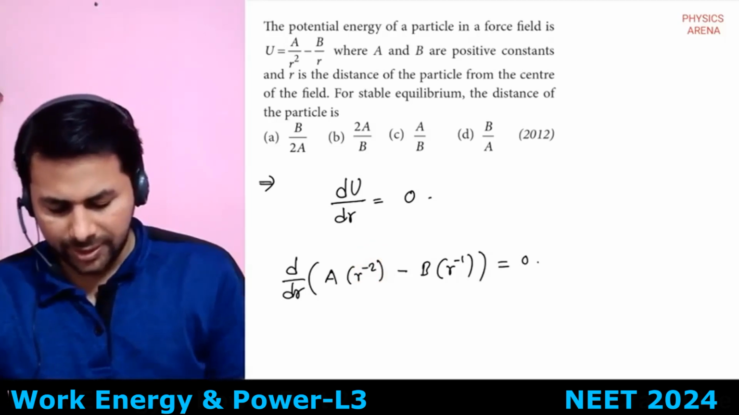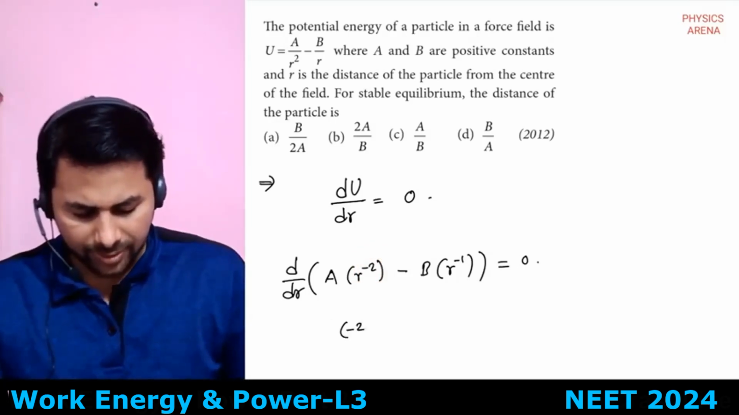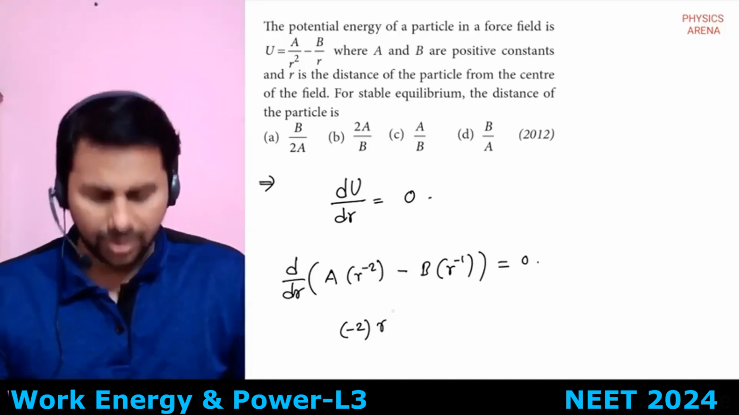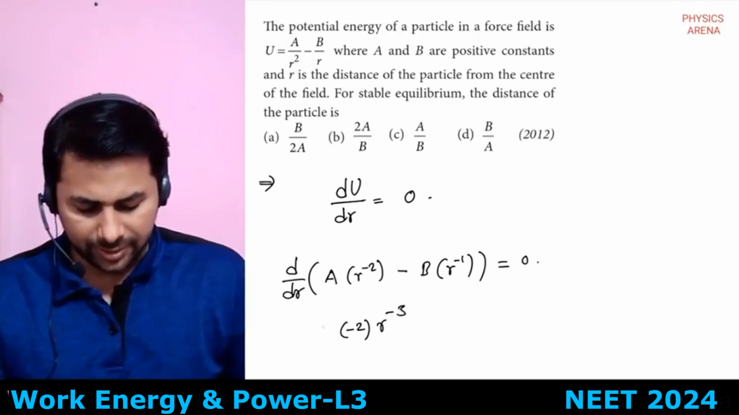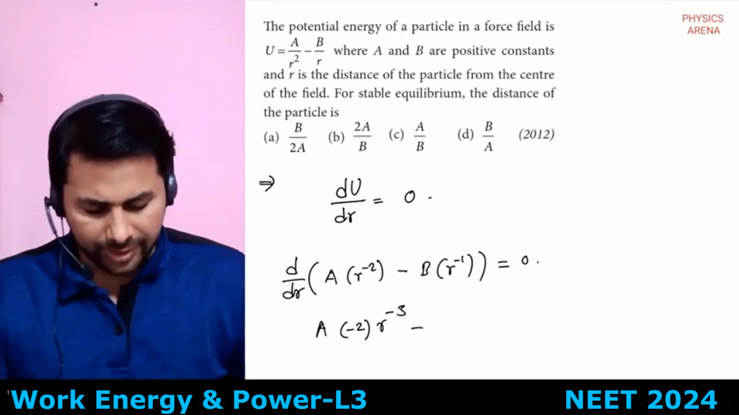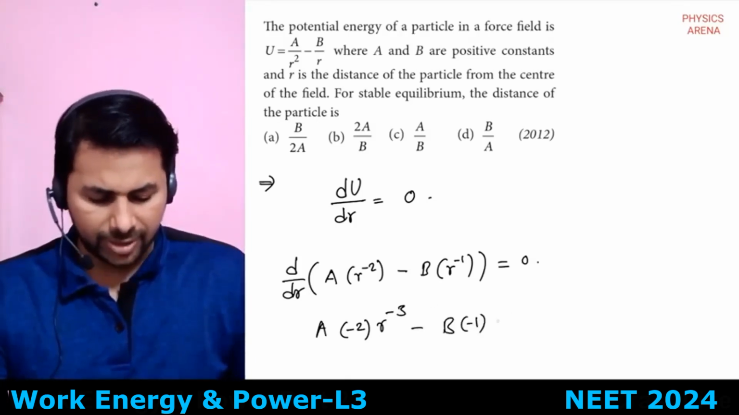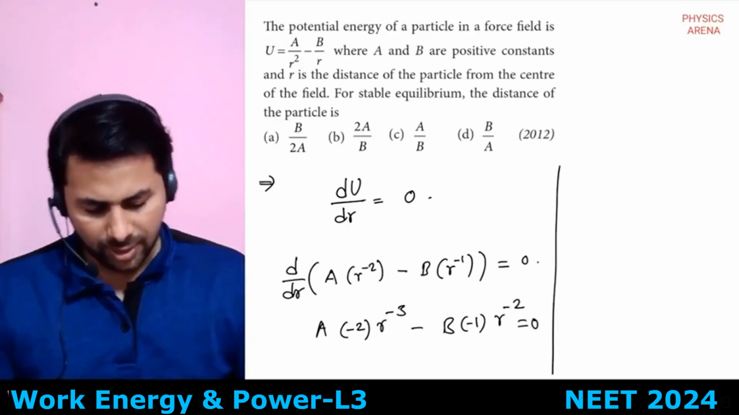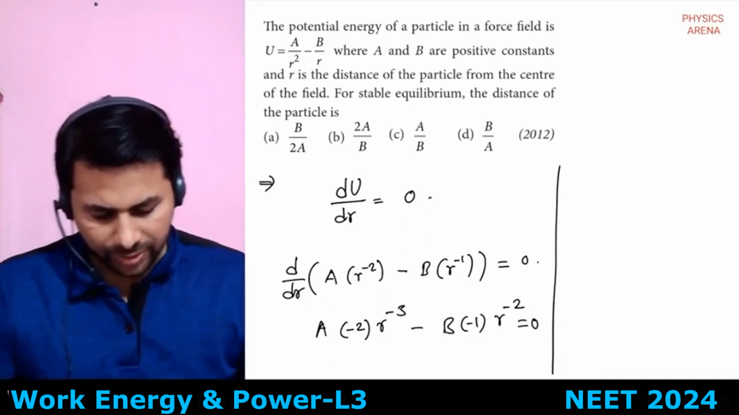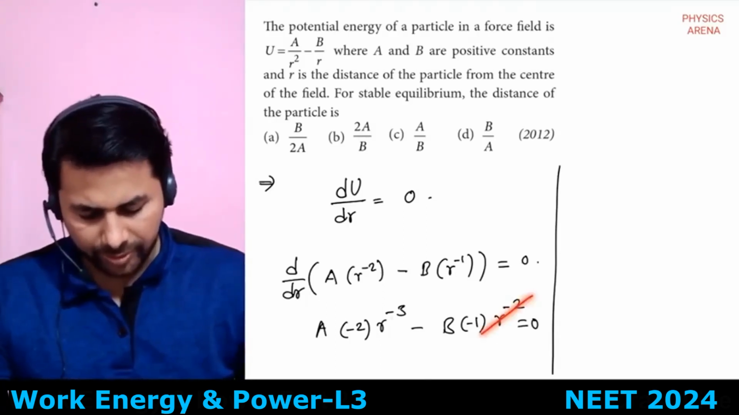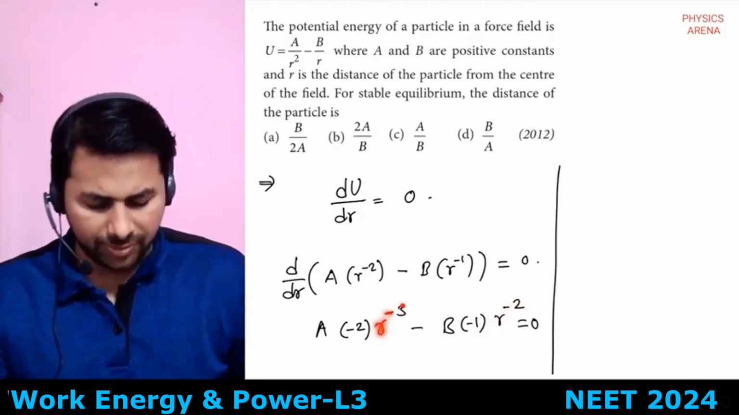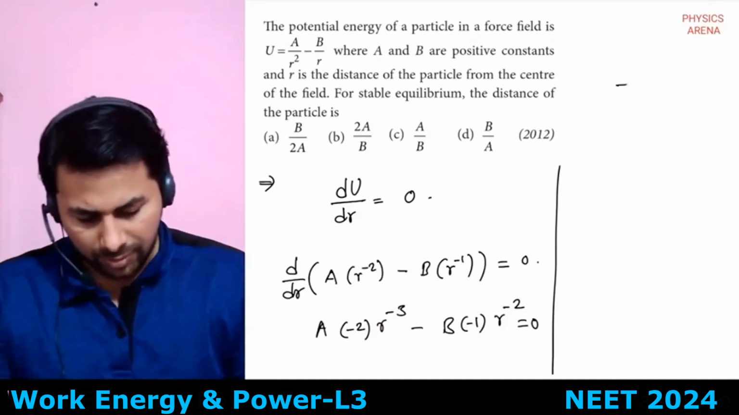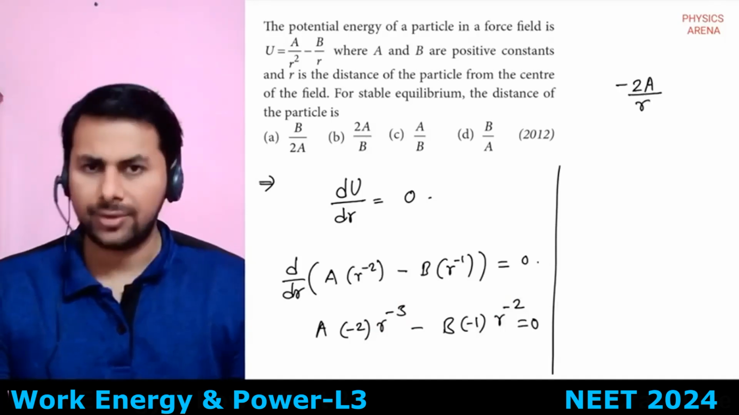Now what is the derivative of this? It is minus 2 multiplied by R raised to minus 2 minus 1, that's minus 3, minus B multiplied by minus 1 multiplied by R raised to minus 2, equal to 0. Then you can take R raised to minus 2 common from both terms, so you will have R raised to minus 1 here, and that is 1 upon R. So you have minus 2A upon R.